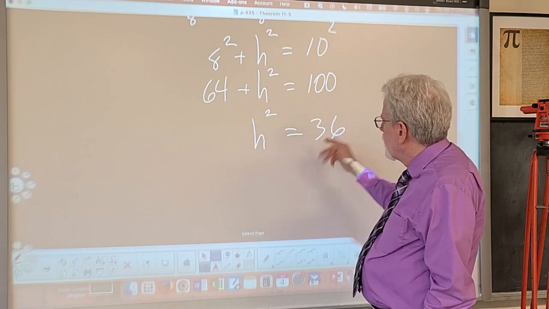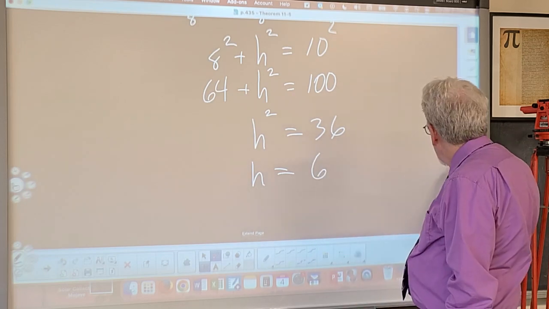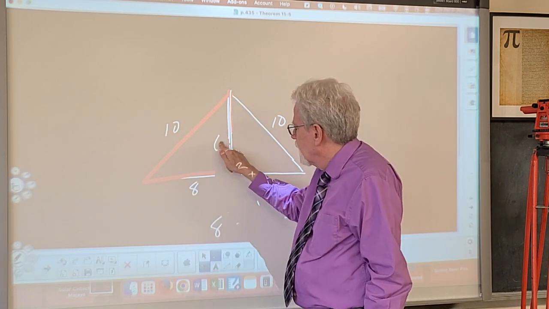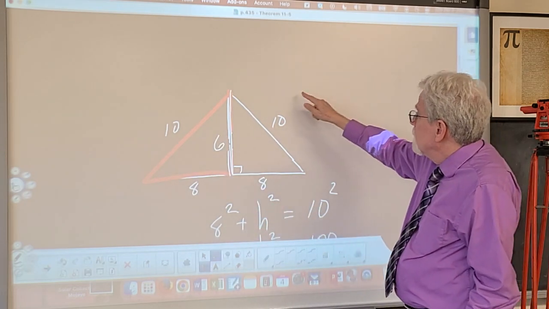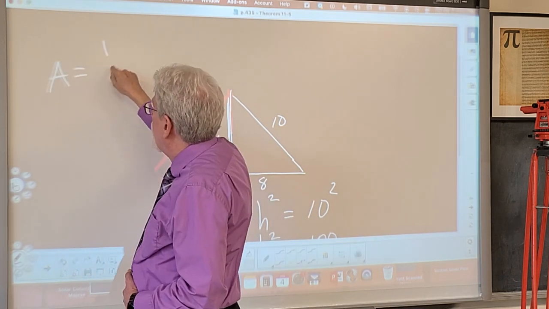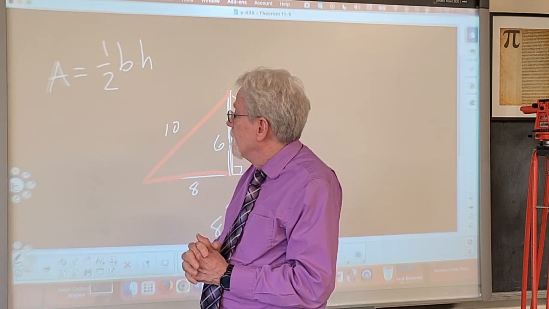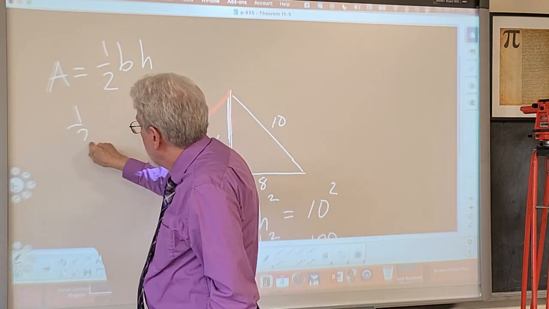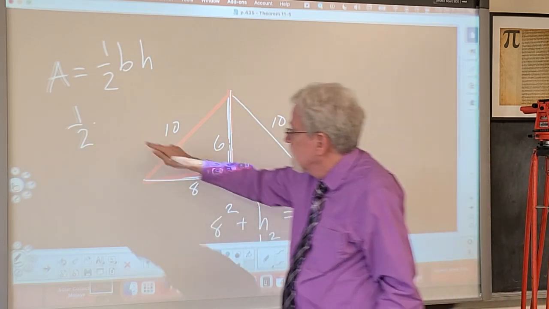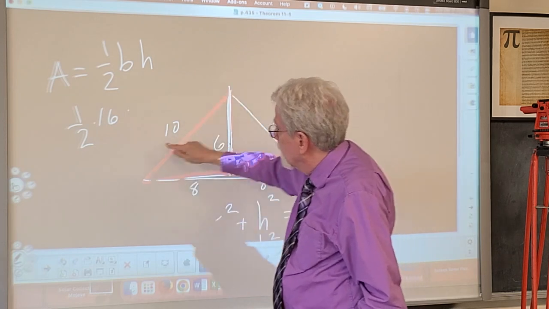So if h squared is 36, then h must be 6. So once again, we found out that yes, indeed, the height is 6. Now we can use the fact that the area of any triangle is 1/2 base times height. And we're practically done. 1/2 times the base. The base of this whole thing is 16 times the height. The height is 6.